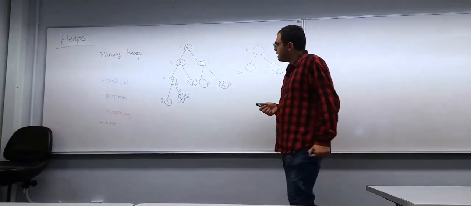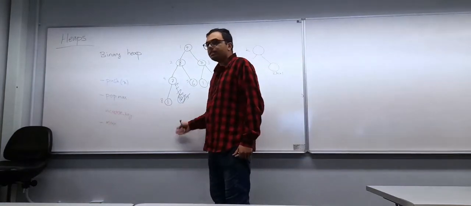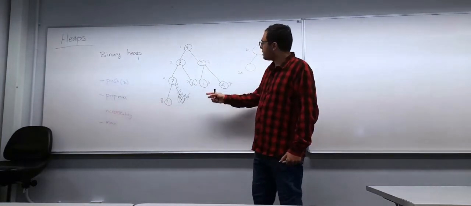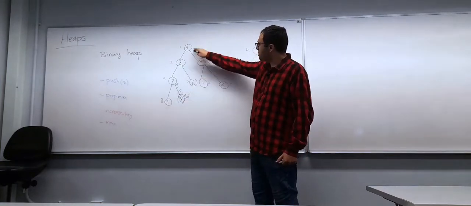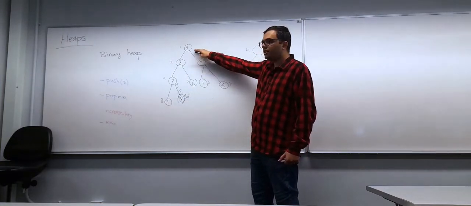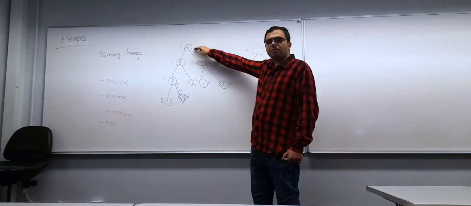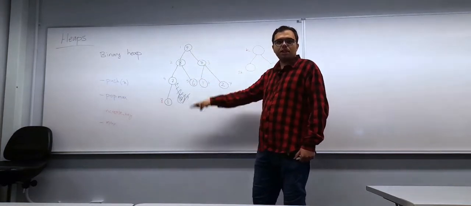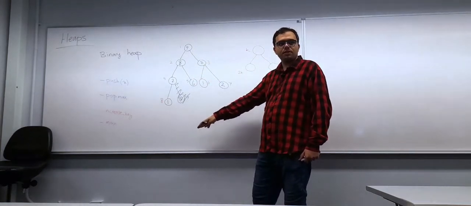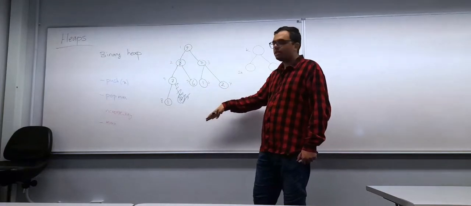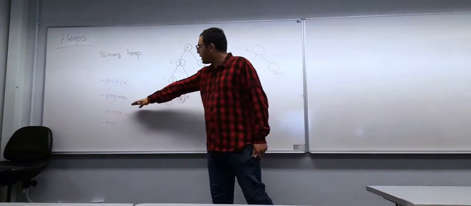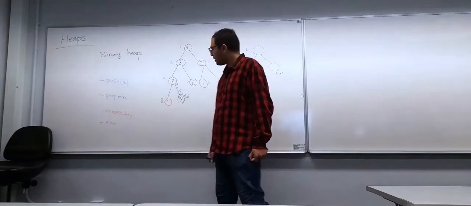So the runtime analysis is very similar. You take the last element, you swap it with the root, that is constant time. And after you do that, you have to bubble down the root. The root can go down by at most log n steps, because the height of the tree is log n. So the overall runtime of Popmax is also order log n.